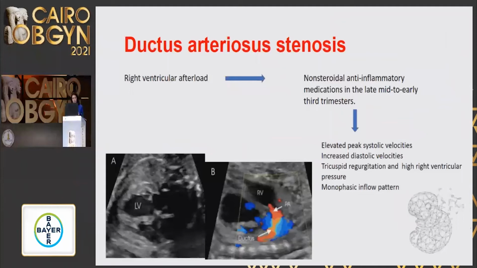Ductus arteriosus constriction is also an example of afterload increase, and it is most commonly related to non-steroidal anti-inflammatory medication in the late, mid, and early third trimester. We can see an increase in diastolic velocity, and tricuspid regurgitation, which is often seen and can tell us about high right ventricle systolic pressure.